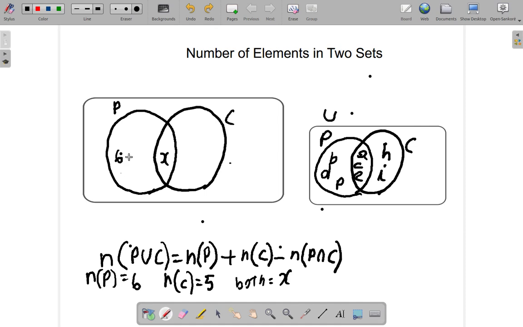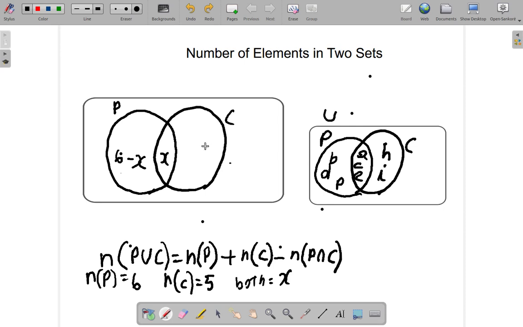So what should you do about this? You're going to have to subtract here. You're going to have to say 6 minus X, because 6 minus X plus X is 6, since negative X plus X is 0. So in this case you would have 6 minus X in P only, plus X in both.